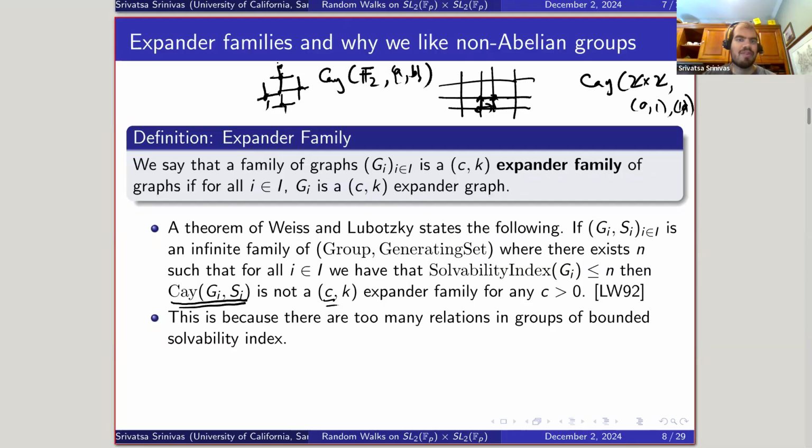And this expands great because there's no relations. If I go to the right and then go up 1, it's not the same as going up and then going to the right 1. So we can find analogs of this in finite groups. And basically this theorem is saying that if you have a sequence of groups of bounded solvability index with a fixed number of generators, then you're going to end up with graphs which kind of look like this grid locally, and therefore it can't be an expander.